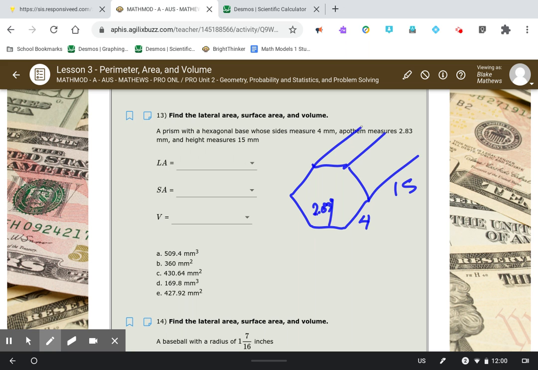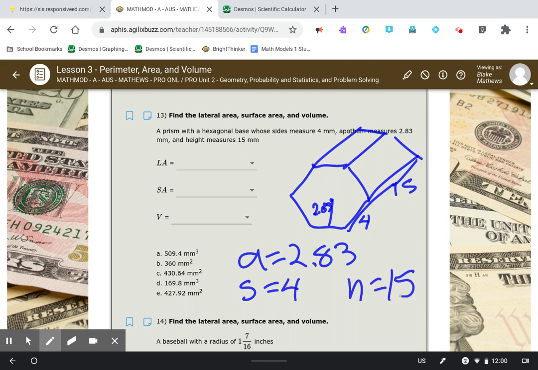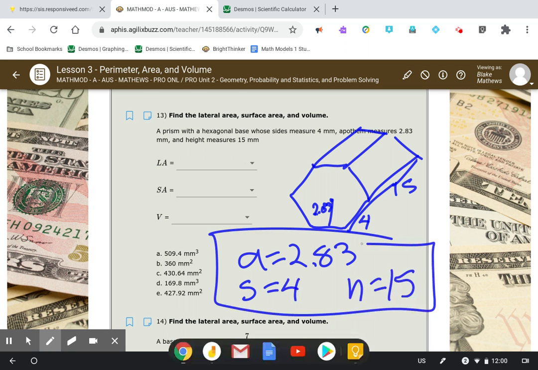So I'm going to show you an example that's like this one, but that is not the same numbers. But you need to know you have an a of 2.83, an s of 4, and an h of 15 in this one. And you will use those values when you go plugging in to what I'm doing.